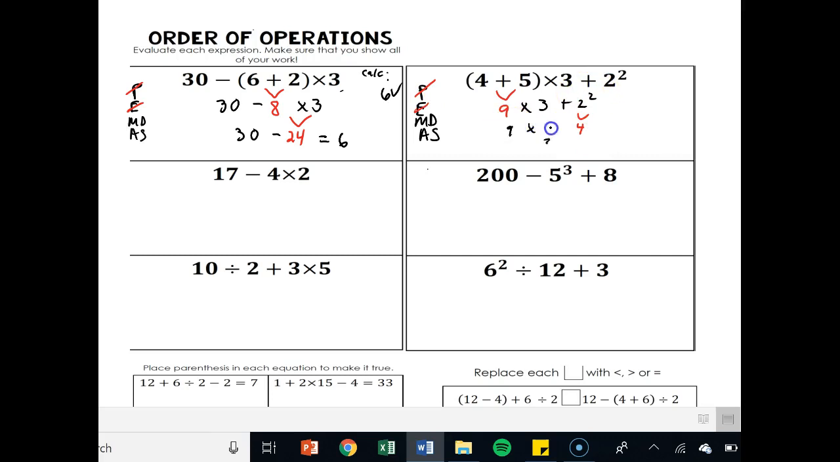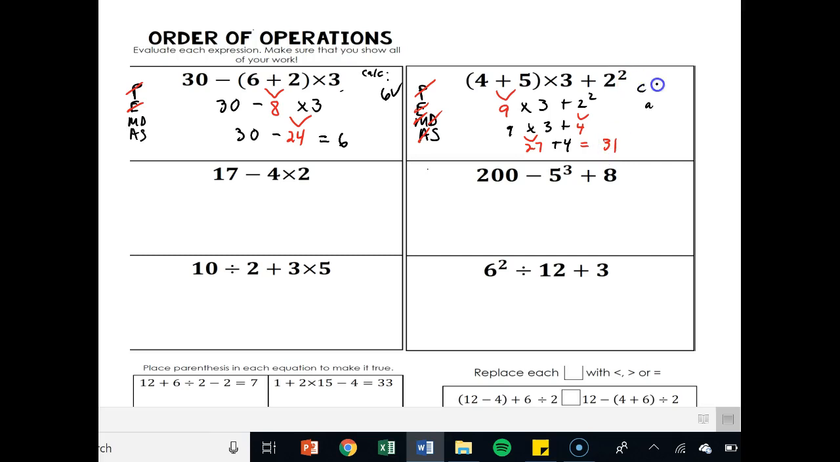9 times 3 plus 4. Do I have any multiplication or division? Yes, I do. I have multiplication. 9 times 3 is 27. I don't have any division, so see you later. Drop down everything else, plus 4. Do I have addition or subtraction? Yes, I do. I have addition. 27 plus 4 is equal to 31. And that's your answer. And now double check this with your calculator.